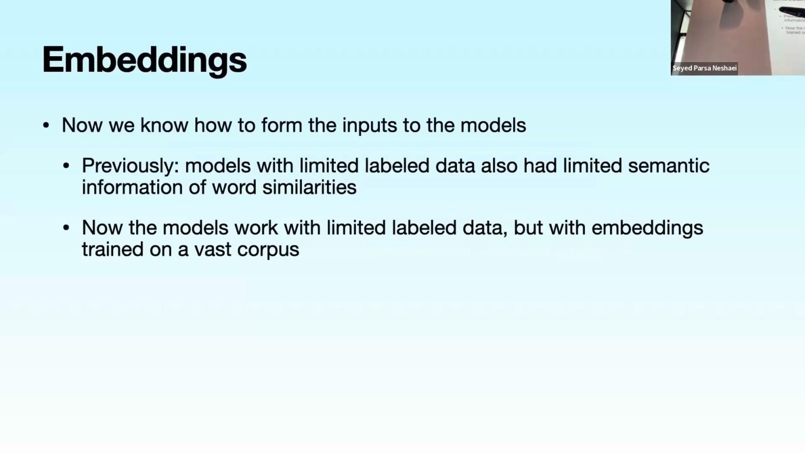So now we know how to form the inputs to the models, right? Previously, the models that had limited label data had also limited semantic information of the words and the similarities and their meanings and the equivalent vectors. But now we have models that work with embeddings, mappings that are trained on a vast corpus. But they still work with limited label data.